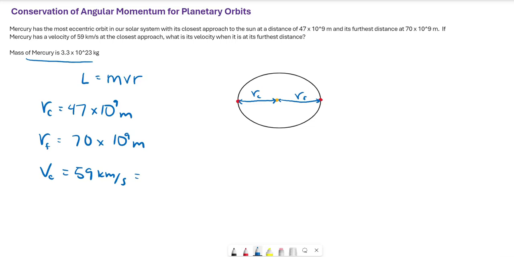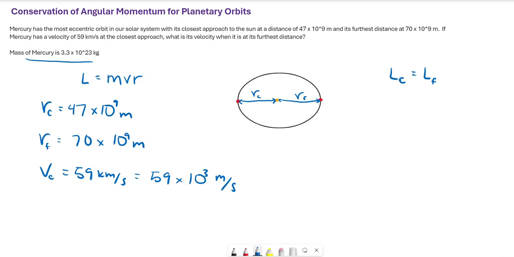Kilometers per second, that's just going to be multiplied by 1,000 to get meters, right? So 59 times 10 to the 3. 10 to the 3 is 1,000, and that's meters per second. So we can set up our equation for conservation of angular momentum. LC is going to equal LF. So the angular momentum at the furthest distance is going to equal the angular momentum at the closest distance.